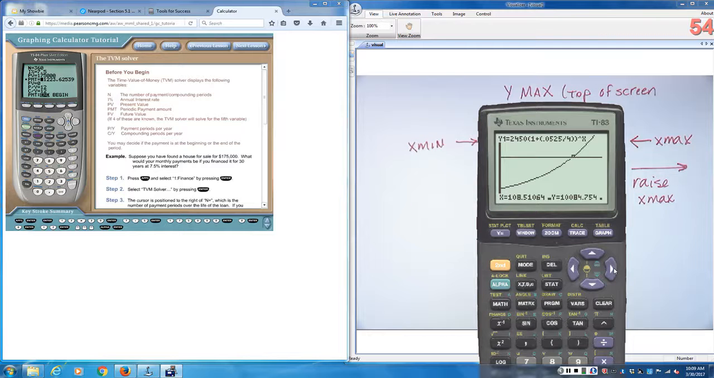Now, if you wanted to find the exact amount, what you can actually do is go second, trace again to the calculate menu and choose intersect, number 5. And just make sure that you're actually on both lines. So yes, I want you to take this line and that line and tell me where they intersect. So just enter, enter, enter after you do intersect. And it says at exactly 107.86.